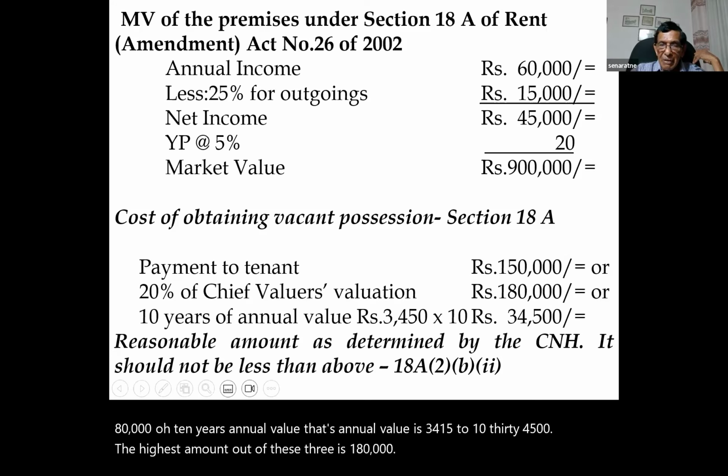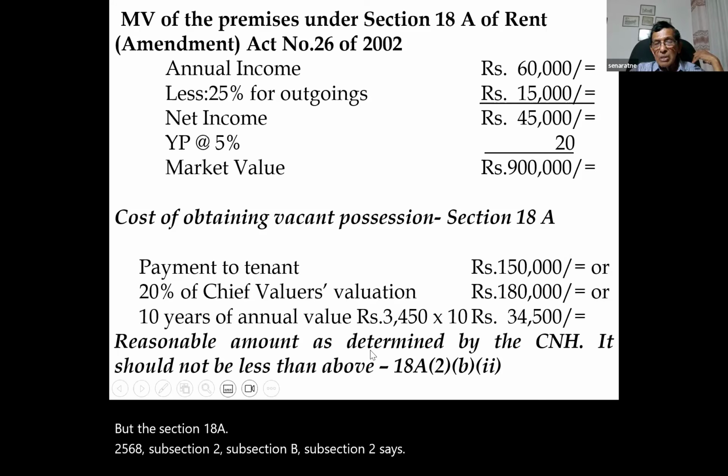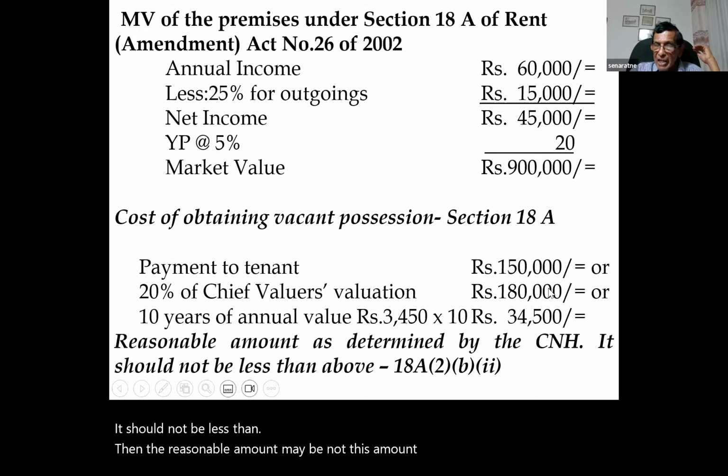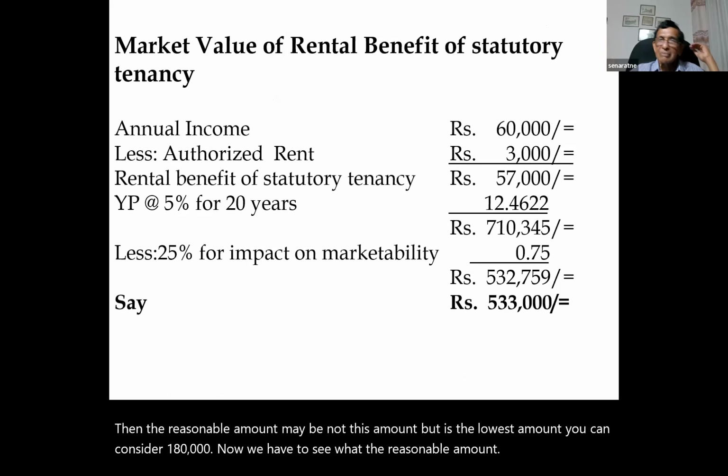But Section 18A, subsection 2, says the reasonable amount as determined by the Commissioner should not be less than the above. Then the reasonable amount may not be this amount, but this is the lowest amount you can consider, 180,000. Now we have to see what the reasonable amount is. How do we assess the reasonable amount?